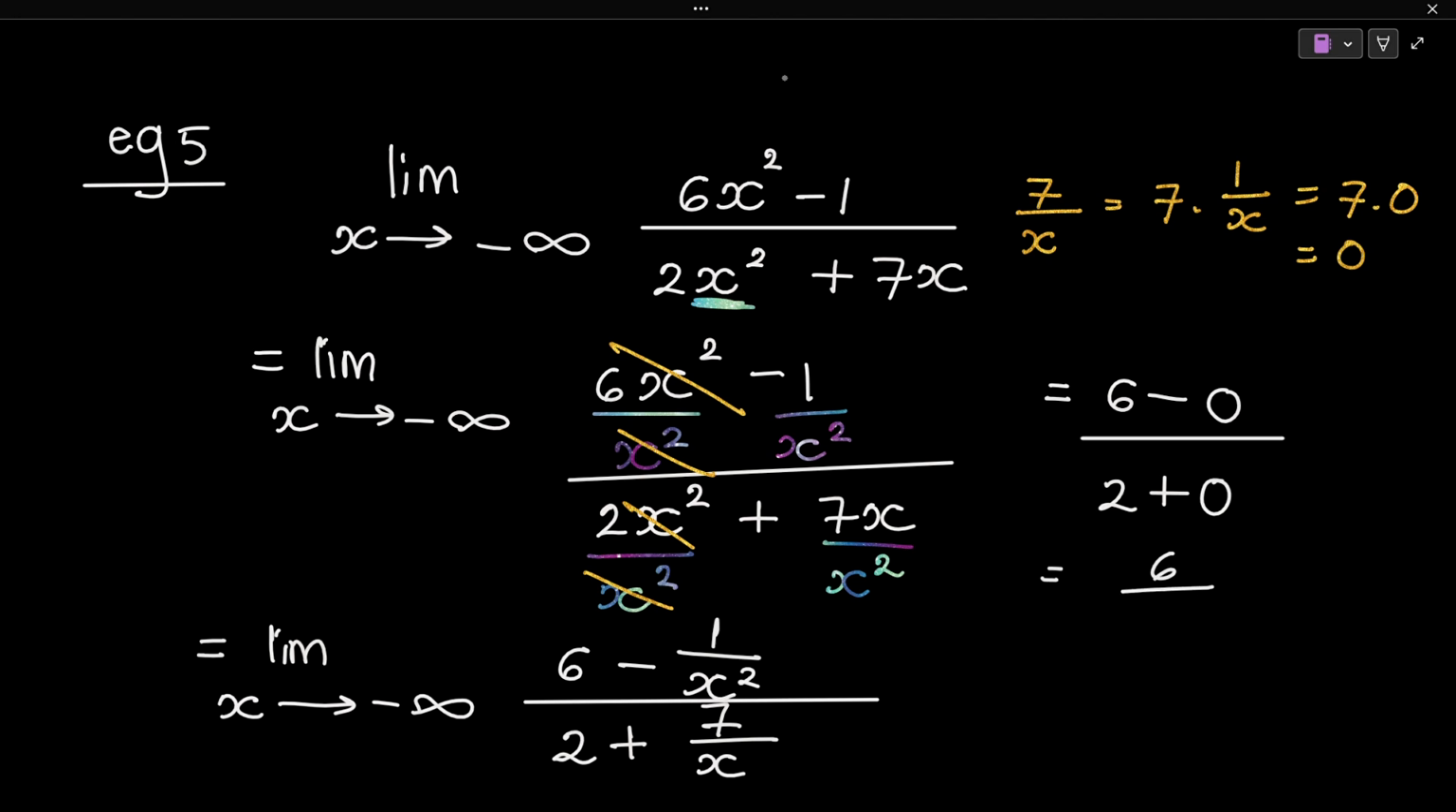So in your numerator, you're left with 6. In the denominator, we're left with 2. 6 divided by 2 is 3. So the final answer here is 3. That tells us that for this function, as x approaches negative infinity, y approaches positive 3.